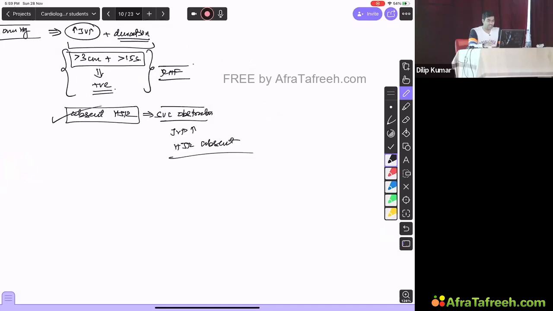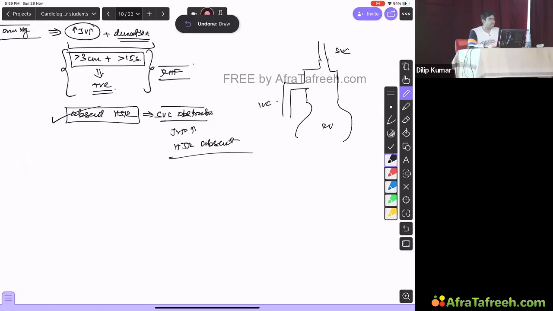The reason is very simple. Look at the IVC. If you say this is the right atrium, and this is the right ventricle, let us assume, and this is the SVC. I'm just drawing an arbitrary diagram. So this is the SVC, and this is the IVC, right?